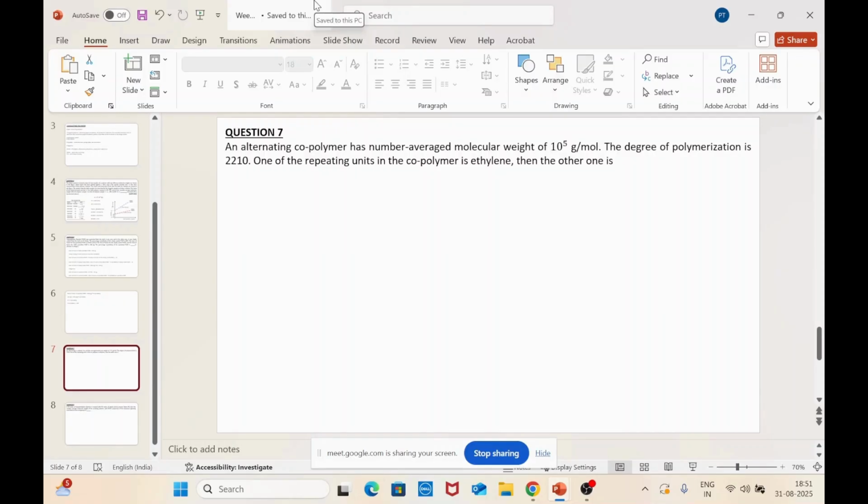An alternating copolymer. So it's a copolymer and the monomers are alternating here. It is formed with a number average molecular weight of 10 power 5 gram per mole. Degree of polymerization is given as 2210. One of the repeating units of the copolymer is ethylene. We are asked to calculate the other one. So how do you go about solving this question?